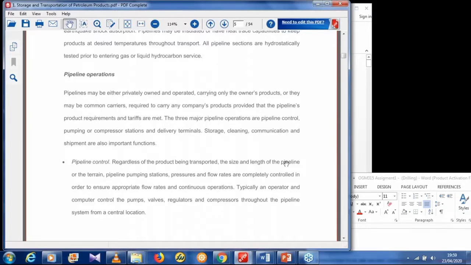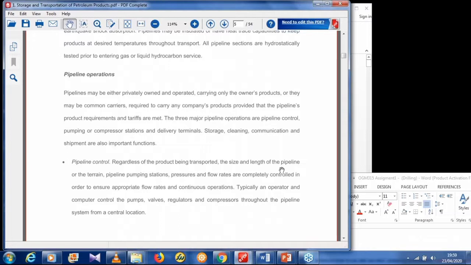Right. So pipeline operations can be privately owned. That's when it is only the owner's product being carried. But they can also be common carriers. What does this mean?